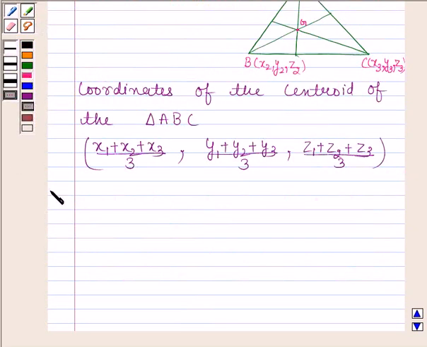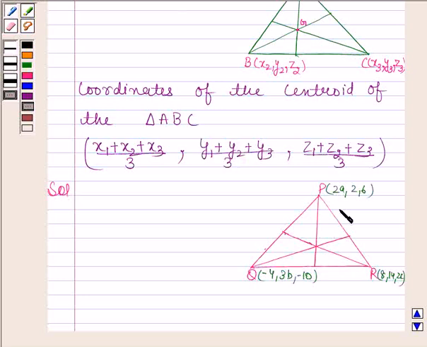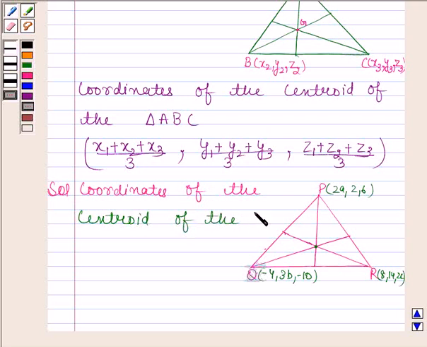Let's now begin with the solution. We are given that P, Q and R are three vertices of the triangle PQR, and we are also given that its centroid is at the origin. Using this information, we have to find the values of a, b and c. We will first find the coordinates of the centroid of the triangle PQR.